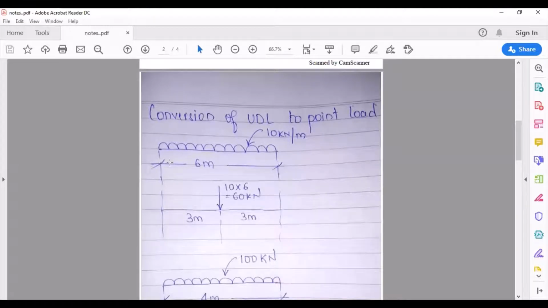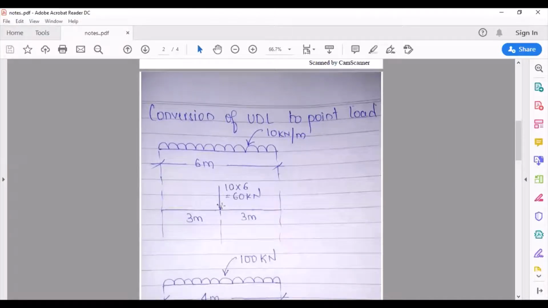It is acting over a span of 6 meters. So 10 kilonewton per meter acting on a span of 6 meters. So 1 meter, 10 kilonewton, 6 meters, how much? It is nothing but simple. That is the conversion. How do you convert this UDL to a point load?